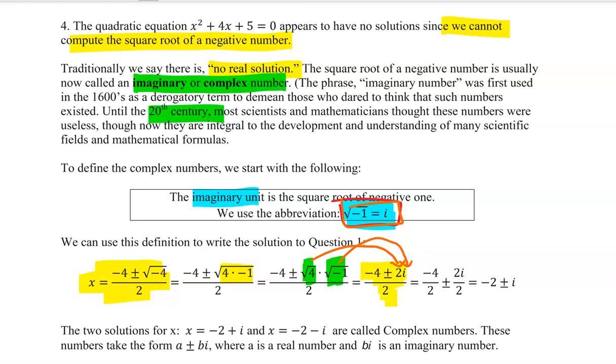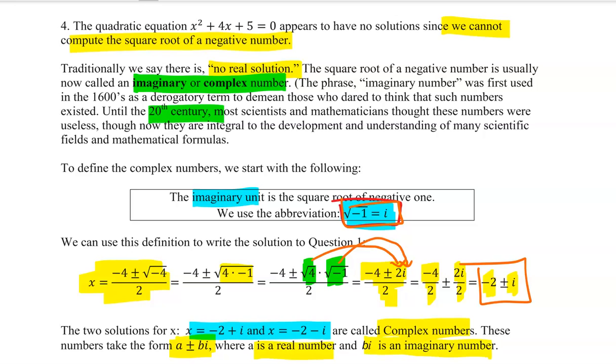Then we can separate this, each term divided by 2. Negative 4 divided by 2 is negative 2. And 2i divided by 2 is i. So this is our final answer, which are the solutions for x, negative 2 plus i and negative 2 minus i, and we call these complex numbers. And as you can see, these numbers are in the form of a plus bi, or a minus bi, where a is a real number and bi is an imaginary number.